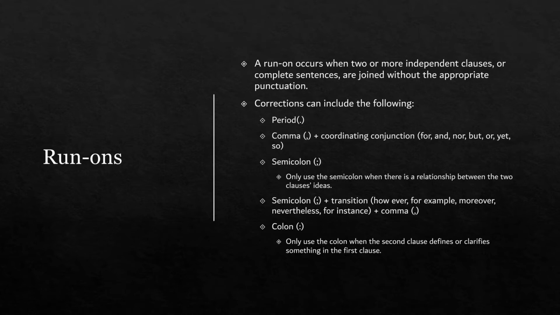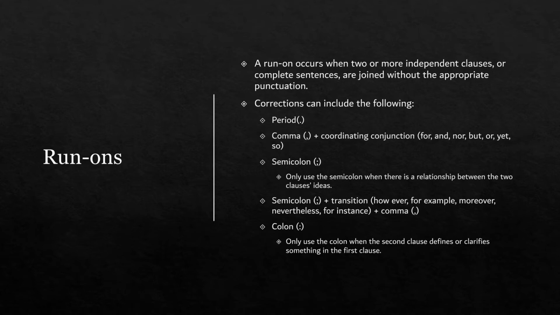But I do urge caution with the semicolon. Only use the semicolon when there is a clear relationship between the two clauses' ideas. For the most part, limit semicolons to only one or two per essay. A semicolon plus a transition is another way of joining two independent clauses. When using this construction, do not forget the comma after the transition.